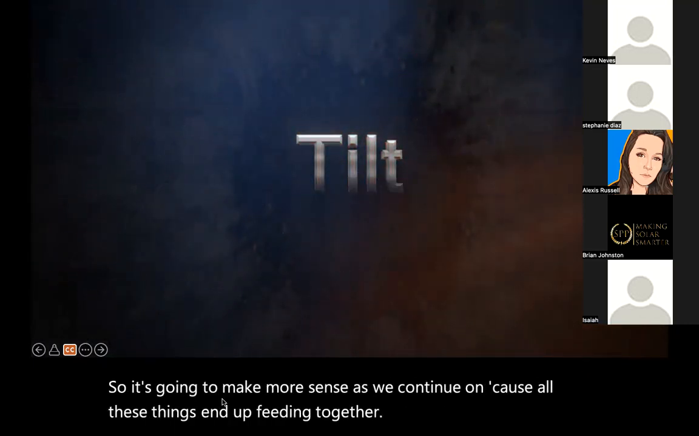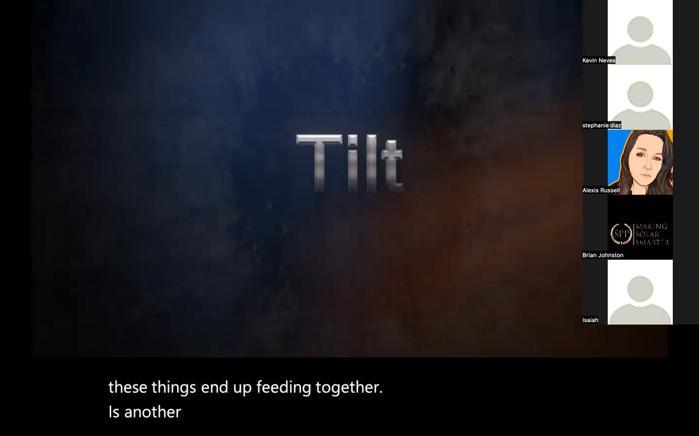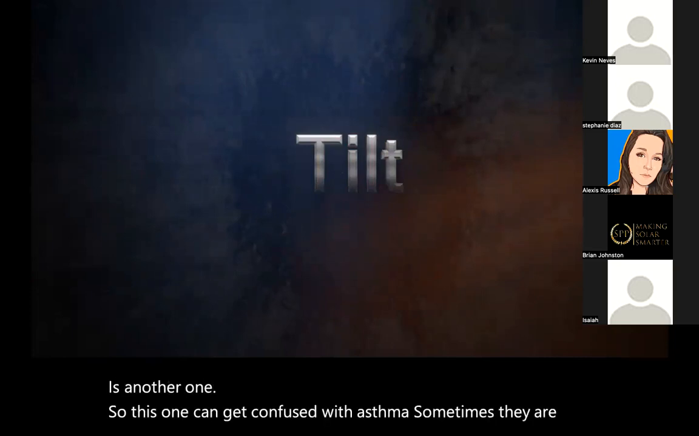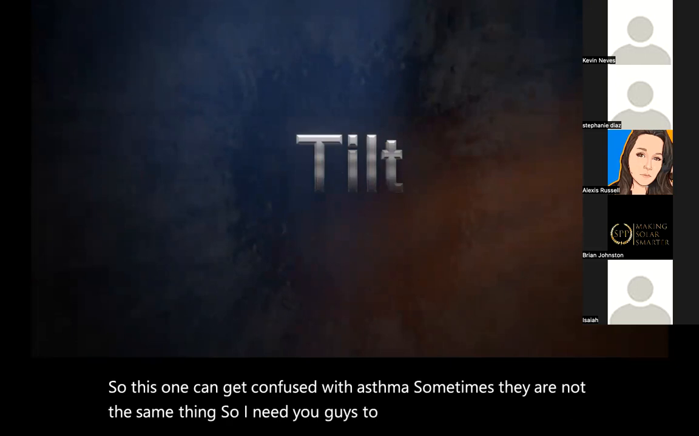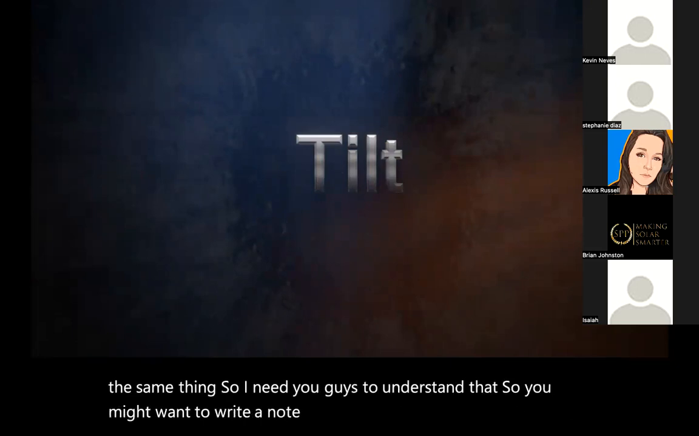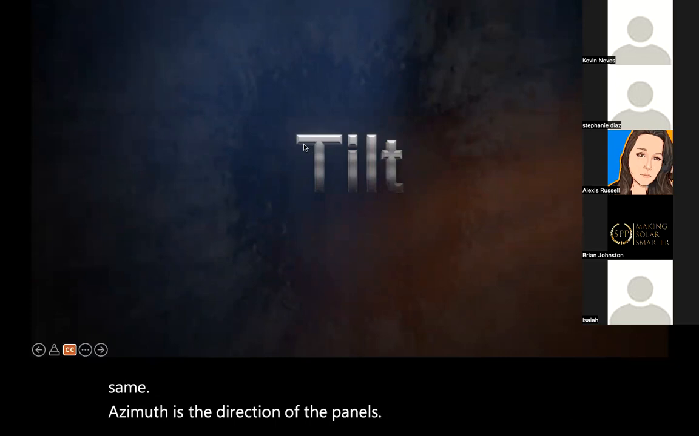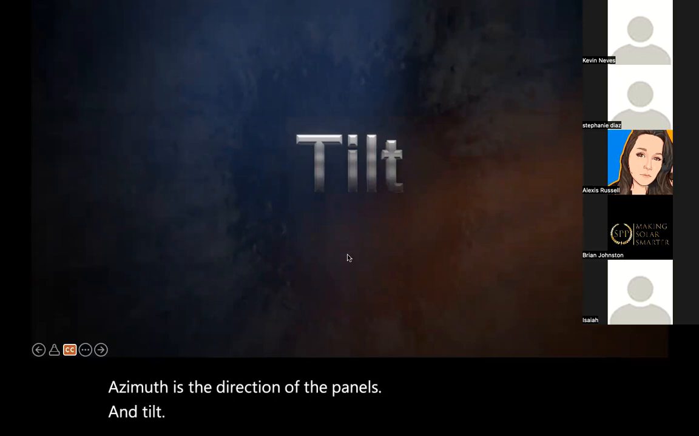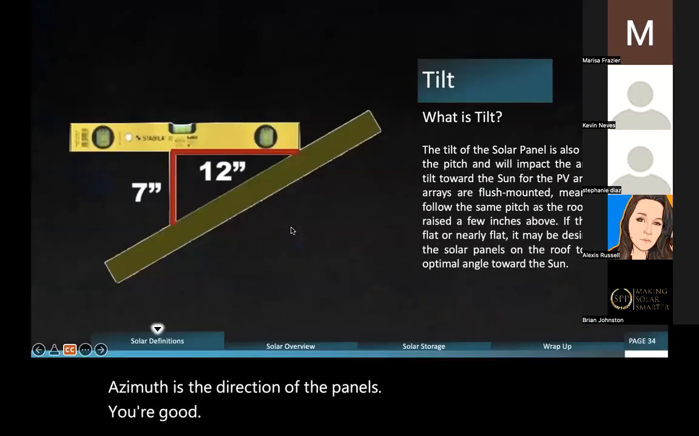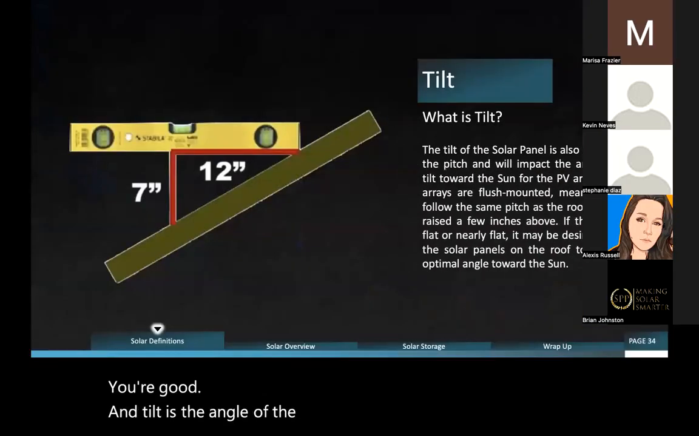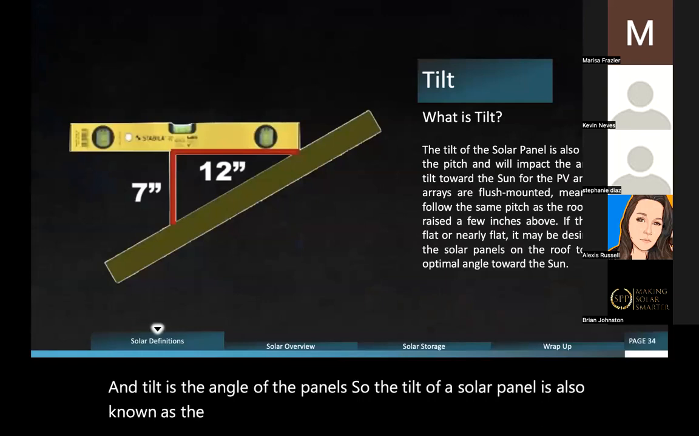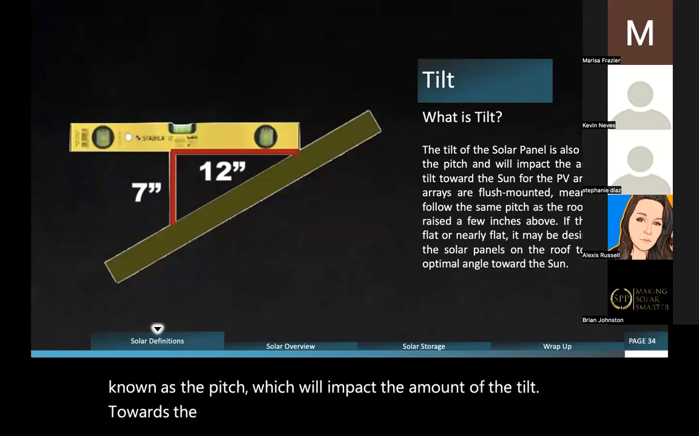Tilt is another one. This one can get confused with azimuth sometimes. They are not the same thing, so I need you guys to understand that. You might want to write a note that says tilt and azimuth are not the same. Azimuth is the direction of the panels, and tilt is the angle of the panels. The tilt of a solar panel is also known as the pitch, which will impact the amount of tilt towards the sun for the PV array.